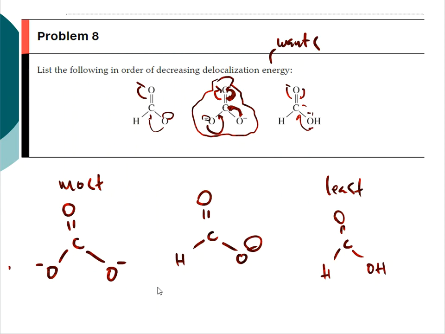So that's how we would answer a question like this. List the following in order of decreasing delocalization energy. It makes it sound fancy when it doesn't have to be a fancy problem at all. It's just literally looking at molecules and determining which ones would want to rearrange the most. That's all that we have to do with that type of problem.